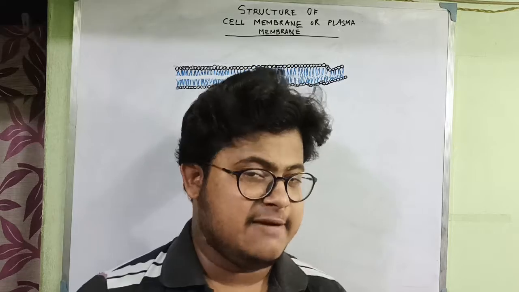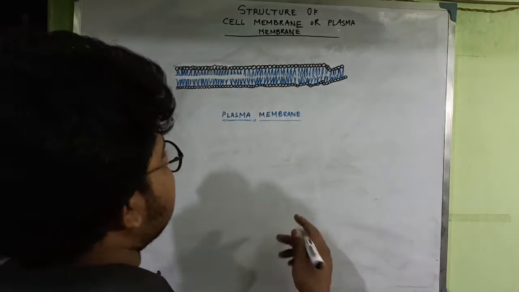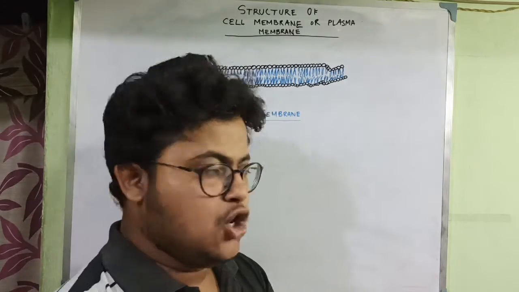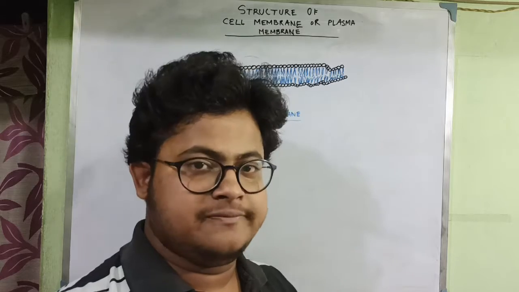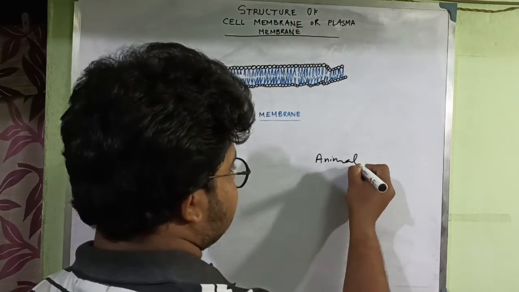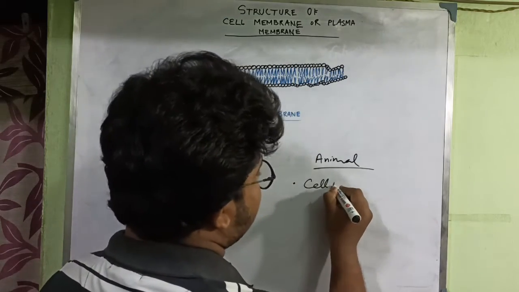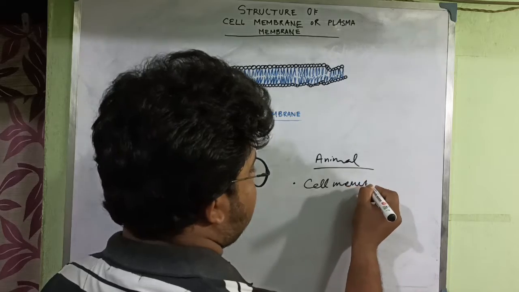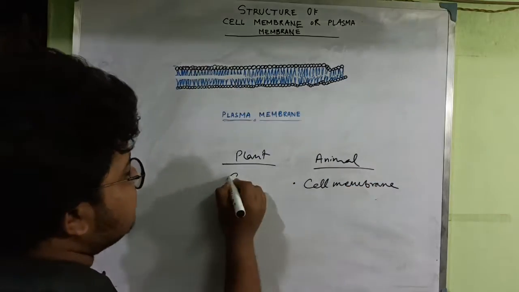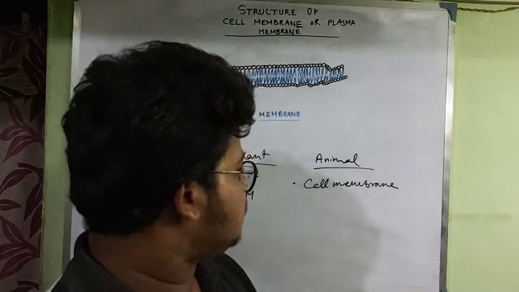So what is the cell membrane actually? What is the structure? The cell membrane is mainly a selectively permeable layer, or protective covering, which is present after the cell wall in the case of a plant cell. But in the case of an animal cell, there is no cell wall, so there is only a cell membrane. And in the case of a plant, there is a cell wall and also the cell membrane.